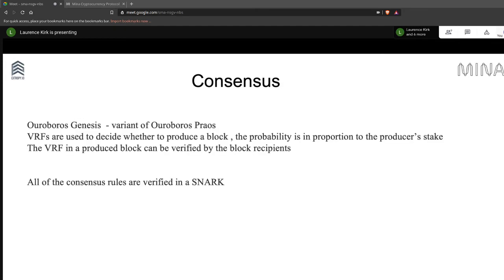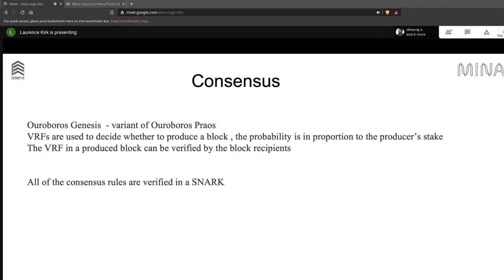And then consensus, this is quite different from, say, Ethereum. They have their own consensus mechanism, Ouroboros Genesis, which is a version of Ouroboros, which I think was originally brought out by the IOHK people. It uses verifiable random functions to choose who is going to be producing blocks. And it is a proof of stake blockchain, so people are staking and then becoming block producers.